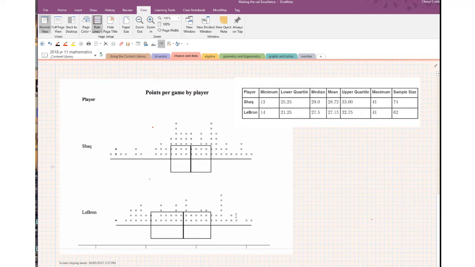And LeBron has taken a whole bunch of shots. 74, 62 is the sample size. And we're going to look at if there's a difference between their accuracy and so on. So points per game, it's points per game. Now, what we do is we have to establish the overall spread.